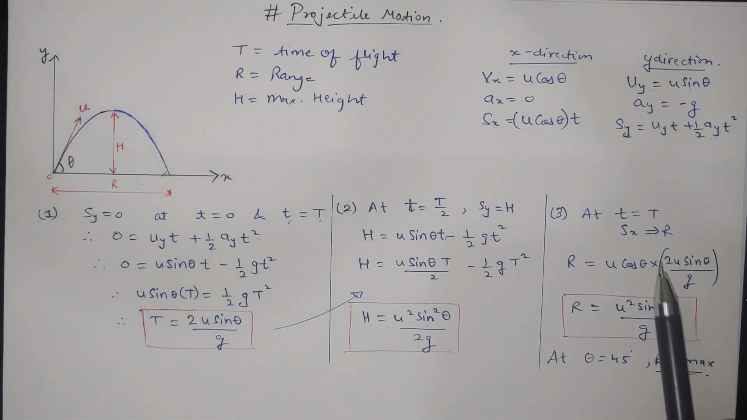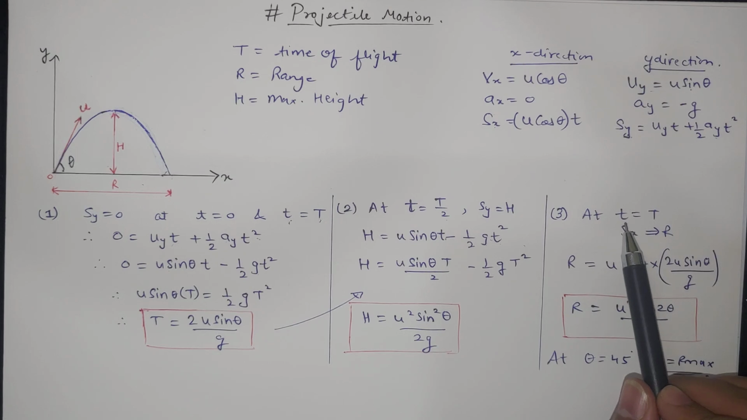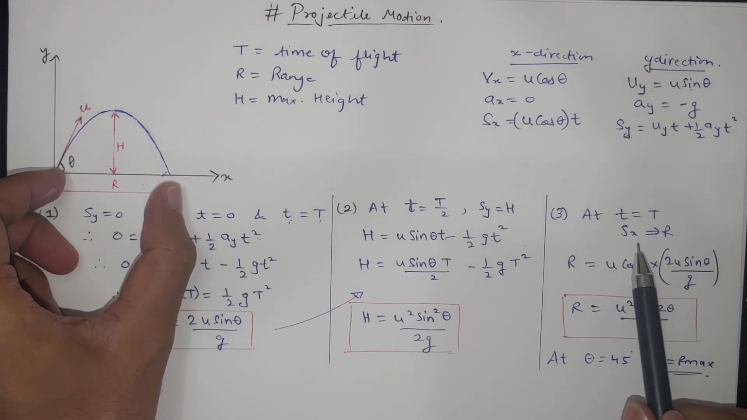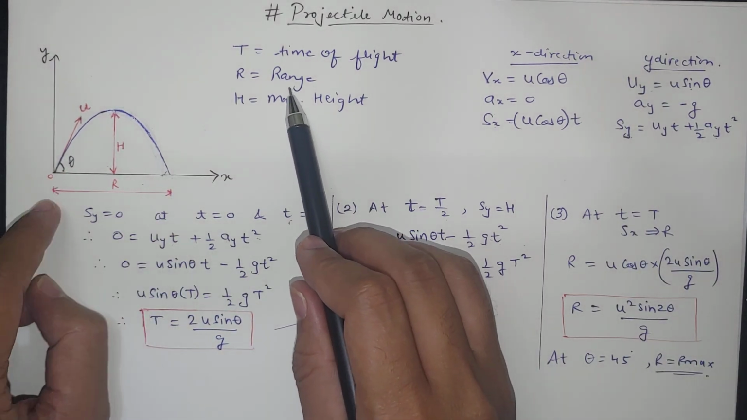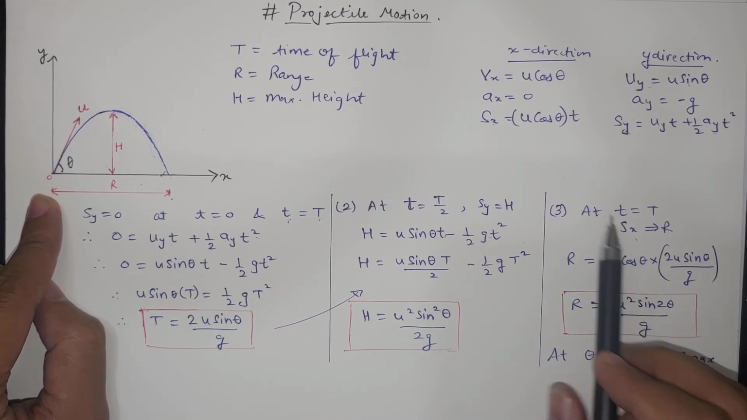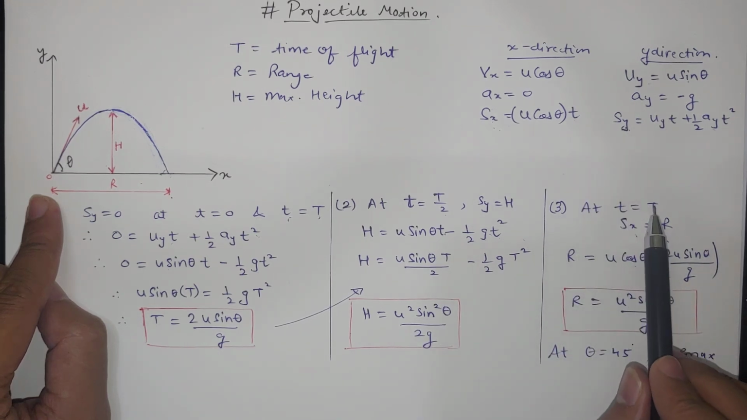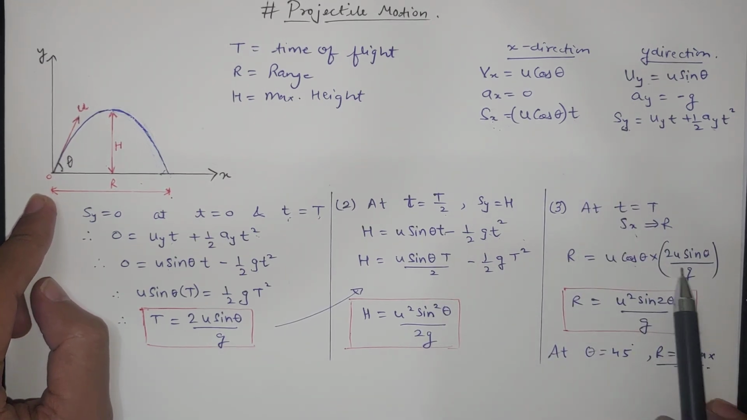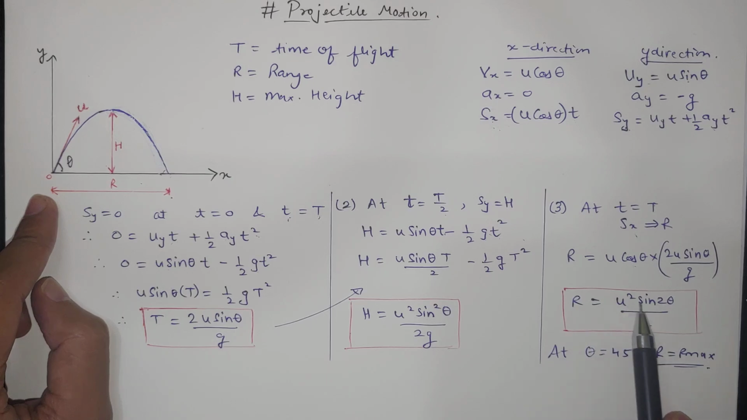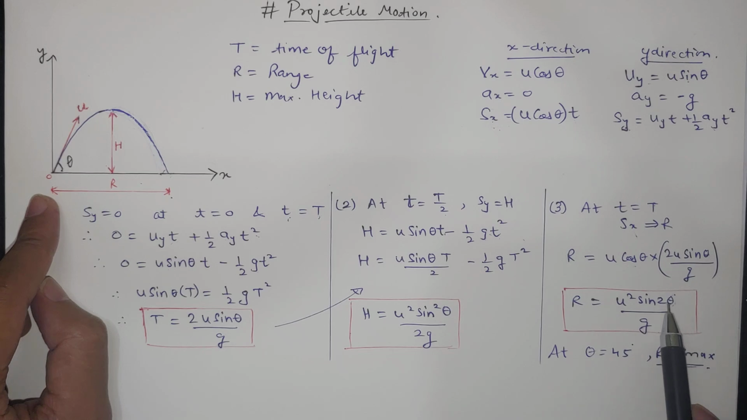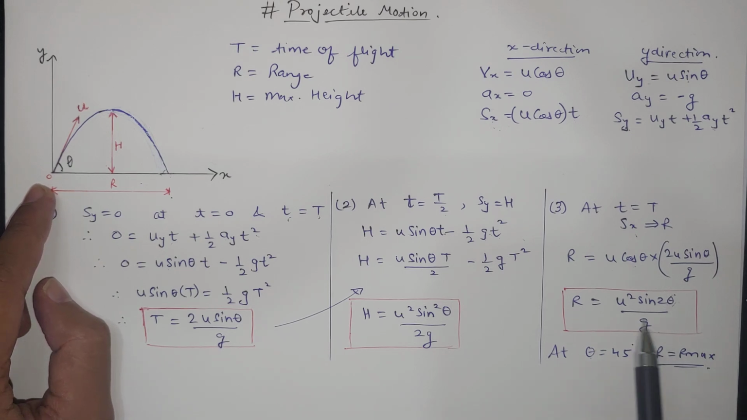Now at time t equal to capital T, the distance in the x direction will be equal to the range, which is R. Here we use the equation u cos theta into time T, where T we get from above. If we substitute everything, then R will be equal to u square sin 2 theta divided by g. If we differentiate it and find at what angle theta R will be maximum, we find that at theta equal to 45 degrees, R is maximum for a particular speed.